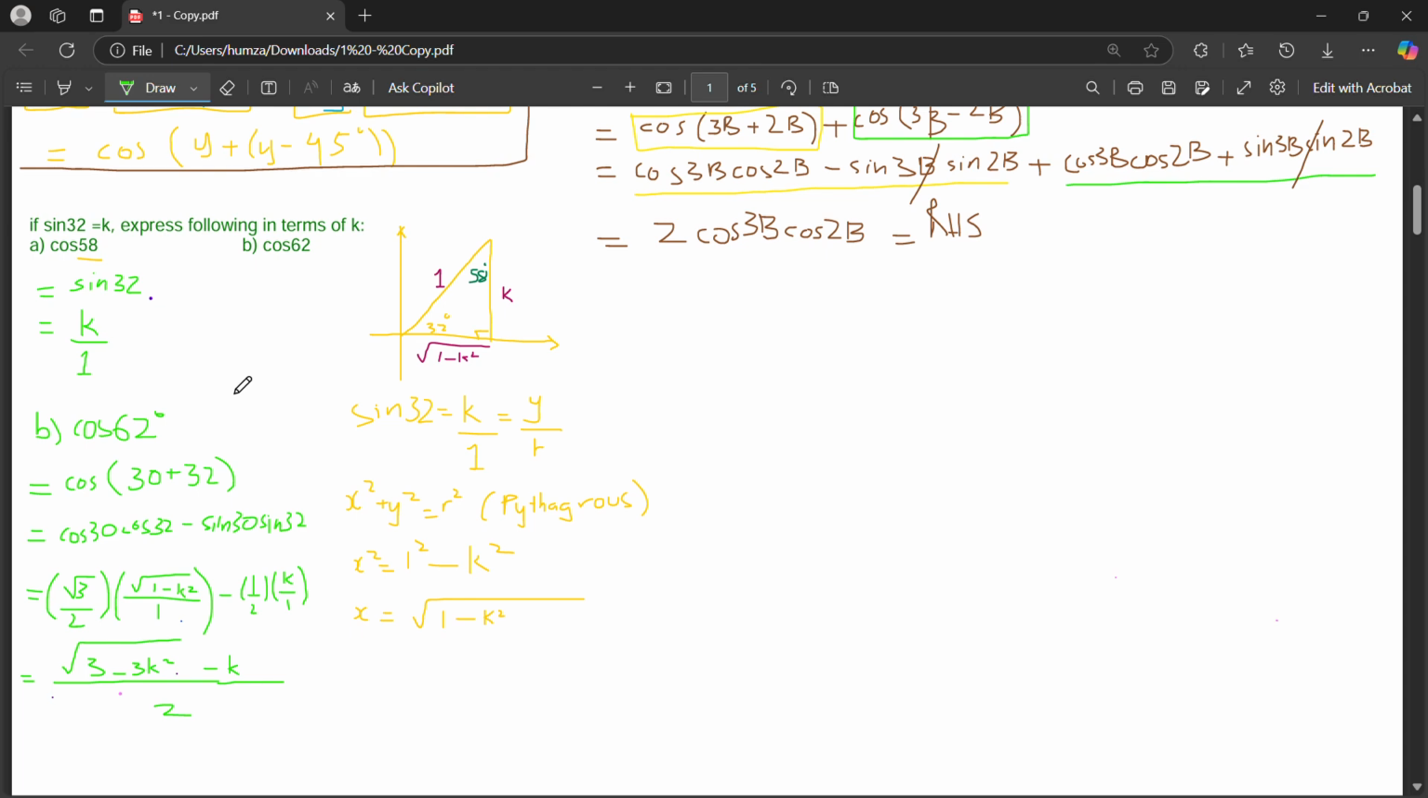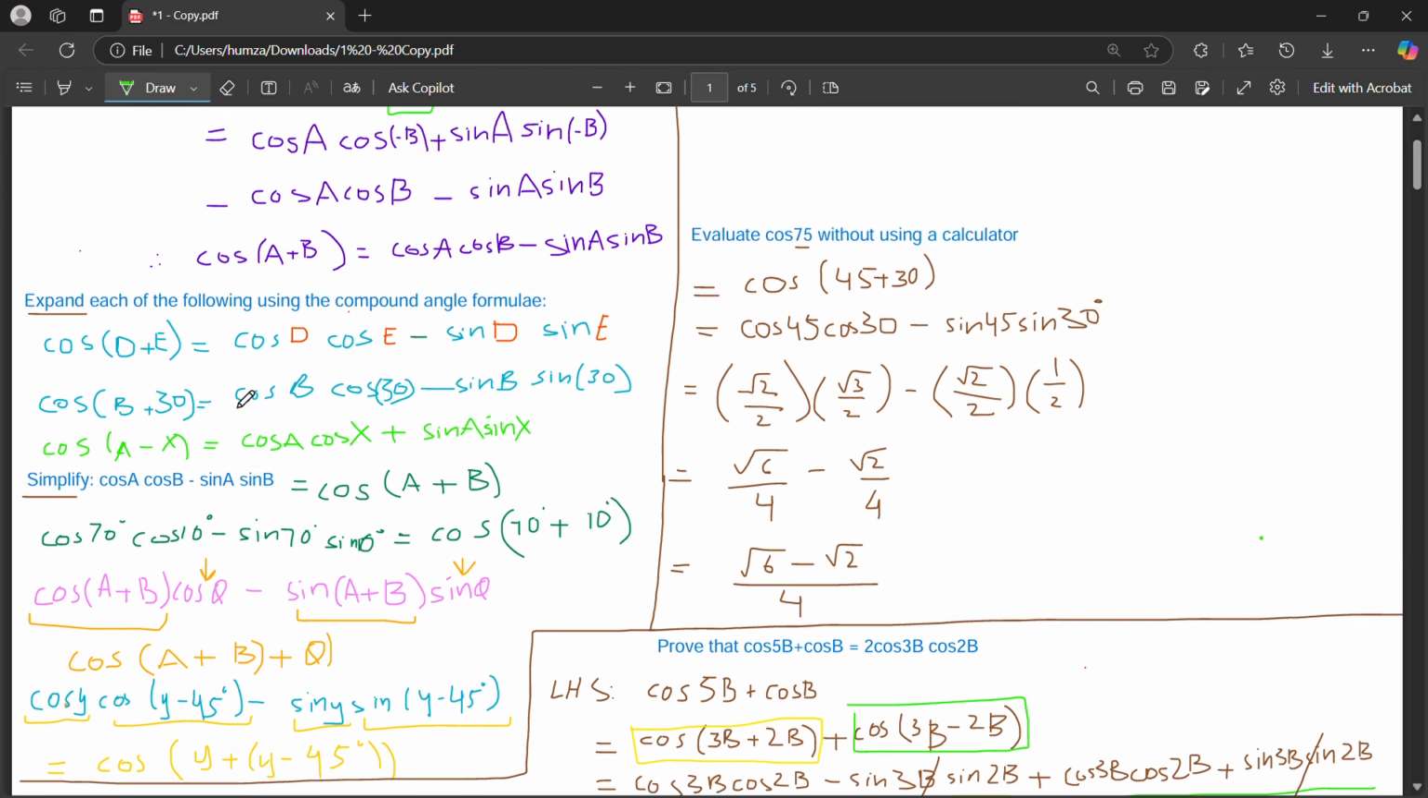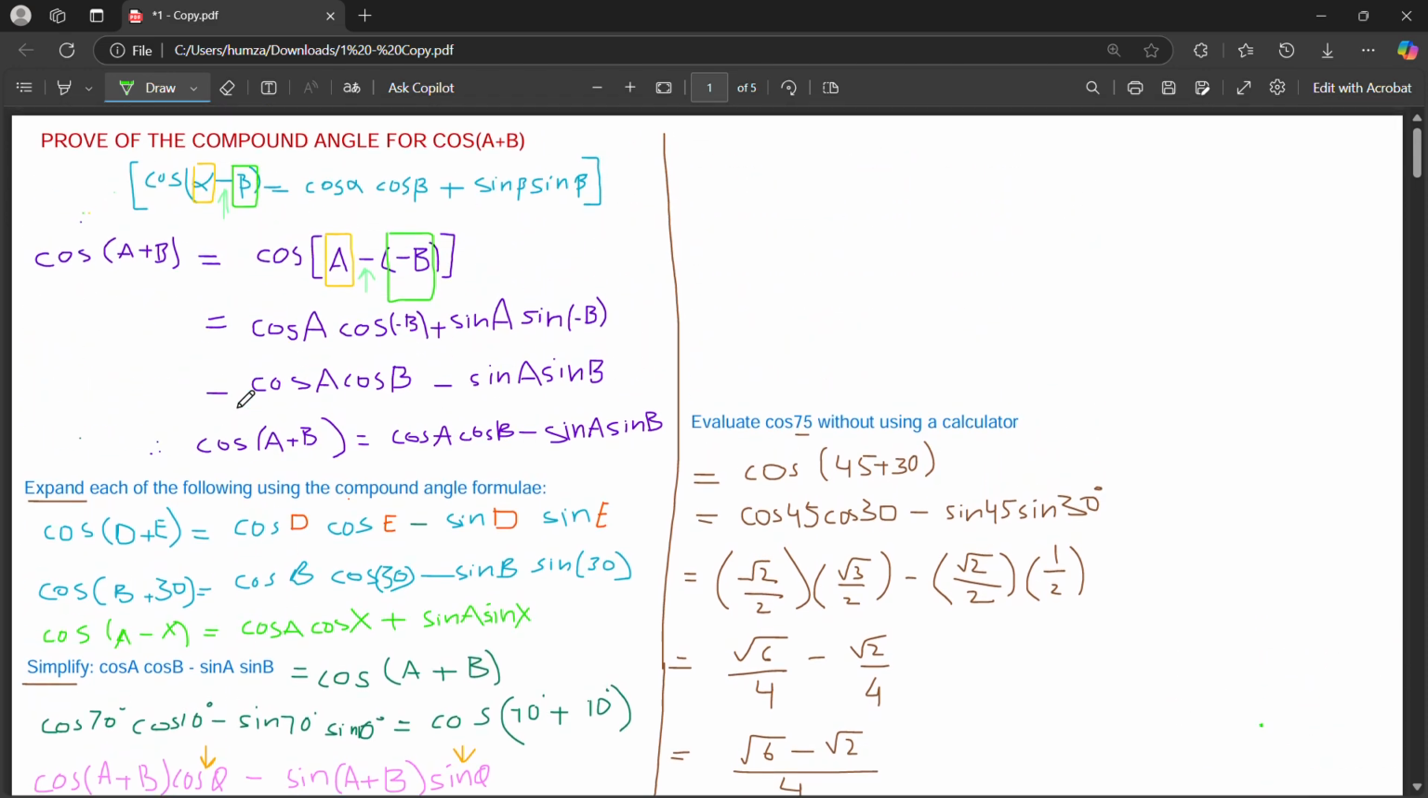It could be anything. So this is all for proving the compound angle for cos A plus B.